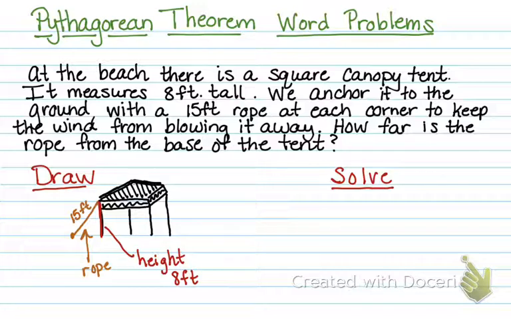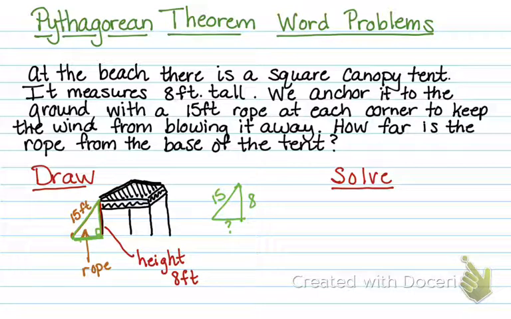So basically what we're trying to find is, here's a right triangle. We are trying to find out what this base is. So we basically have a right triangle that has a hypotenuse of 15 and a height of 8, and we've got to find the base.